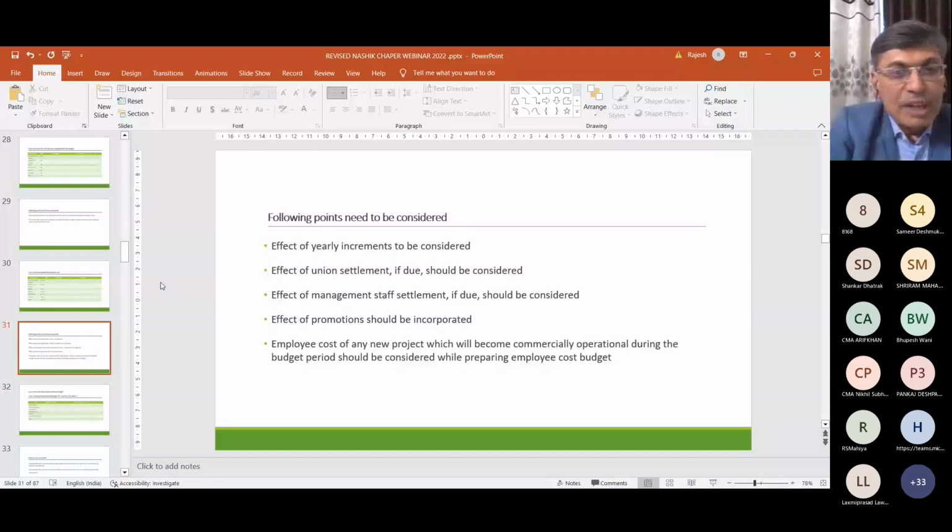One is the effect of yearly increments. Effect of union settlement, if due, should be considered. Effect of management staff settlement, if due, may also be considered. Effect of promotion and employee cost of any new project which will become commercially operational during the budget period, that factor also needs to be considered in arriving at the value for the operating budget.